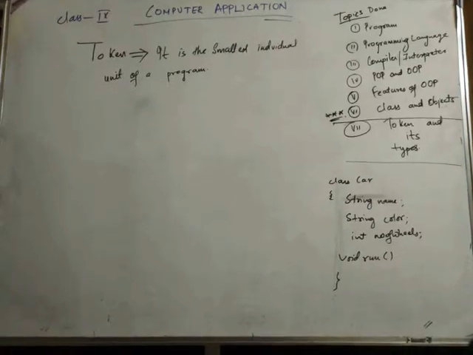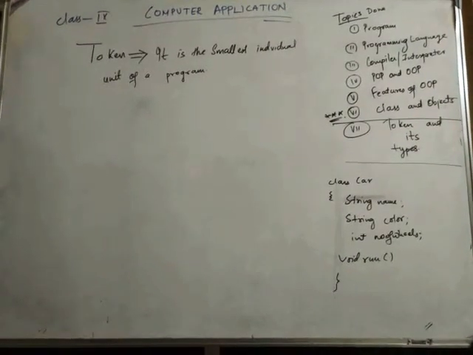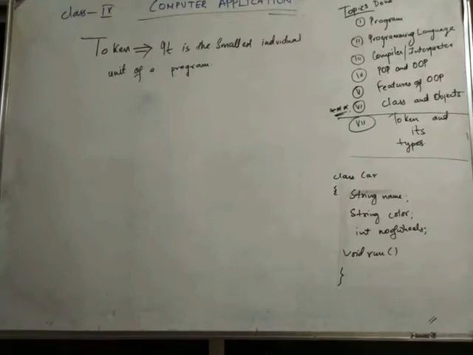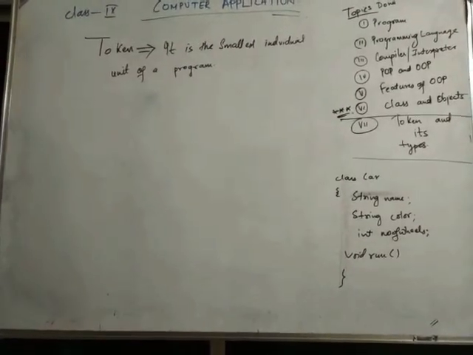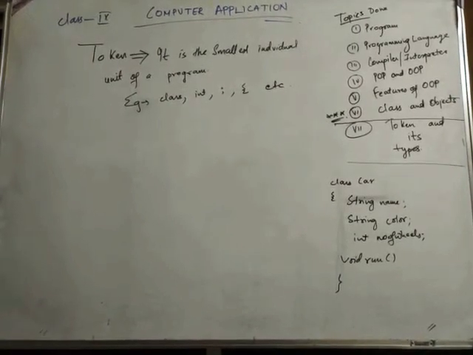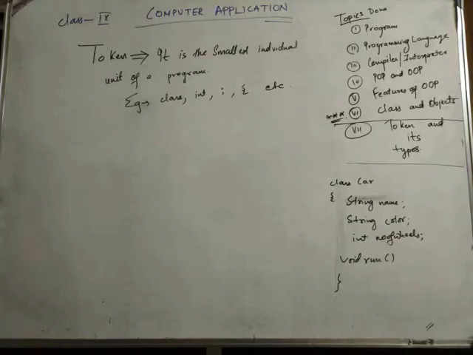Clear, all of you? So we can write examples. Examples can be anything: class, string, braces, int, white space, semicolon, everything is a token. Everything which you see around when we write a program is named a token. Now we have different types of token. We'll be going one by one.